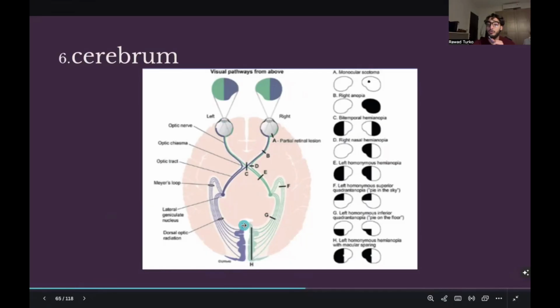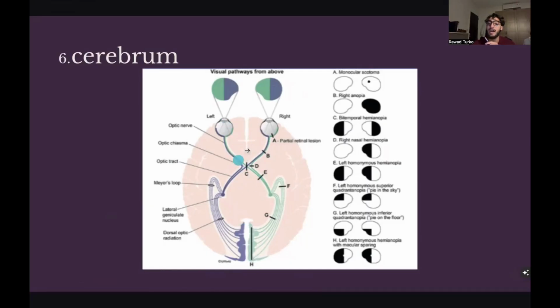Now it crosses over here in the optic chiasm, which is why if you have a lesion at the optic chiasm, you'll have something called bitemporal hemianopsia, which means the temporal vision of your right eye is gone and the left as well. So the two temporal visions from both your eyes are gone. That's because there's overlapping here in the visual pathways.